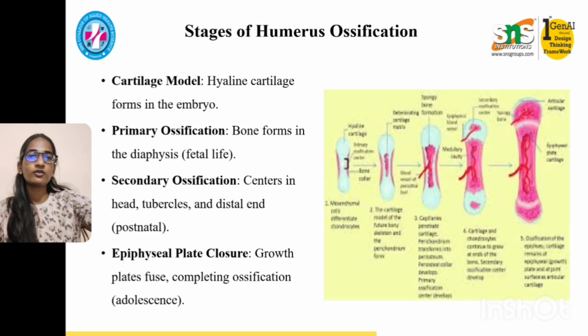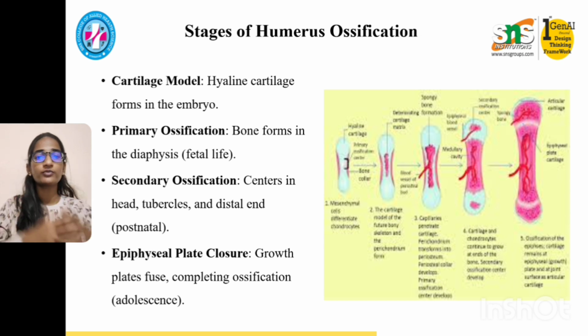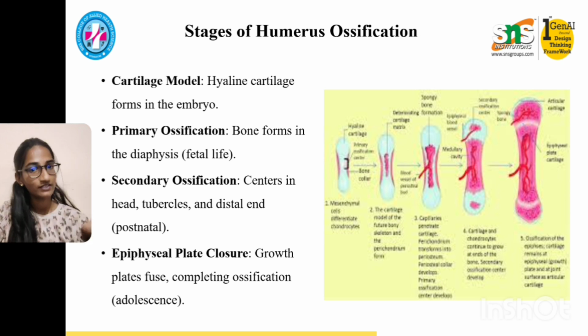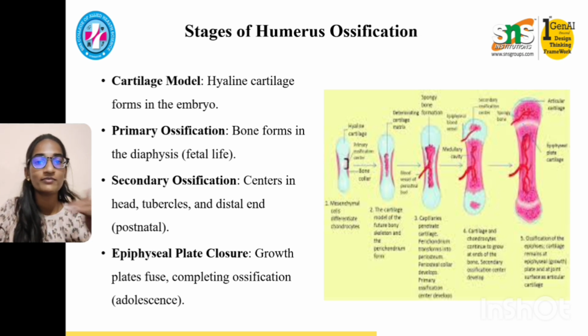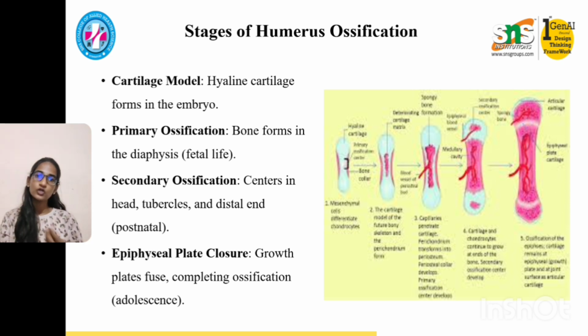And then now we are going to see about the stages of humerus ossification: cartilage model. Hyaline cartilage forms in embryo, then comes the primary ossification, the bone forms in diaphysis. And secondary ossification, the centers in the head, tubercles, and distal end. Epiphyseal plate closure. The growth plates fuse completely during adolescence. This is done in the adolescent period.